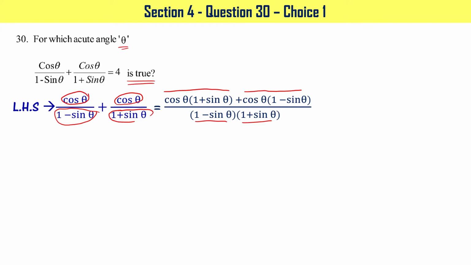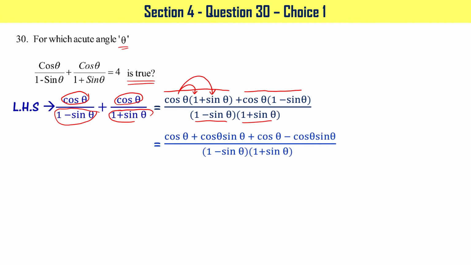Let's further expand this. You can multiply cos theta times 1 and cos theta times sin theta, right? When you do it, you will get cos theta plus cos theta times sin theta plus this particular cos theta times 1 is cos theta here, then cos theta sin theta with negative sign, right? And denominator is kept as is. Now this is plus cos theta sin theta and this is minus cos theta sin theta. I can cancel them so that in the numerator you have cos theta plus cos theta. Denominator is kept as is, right?